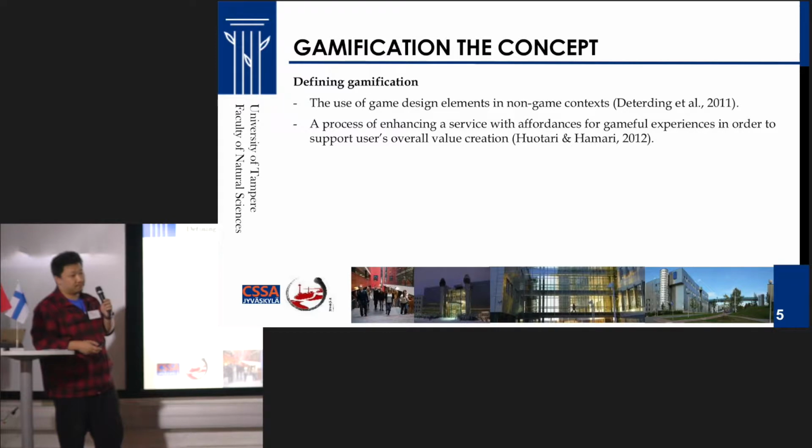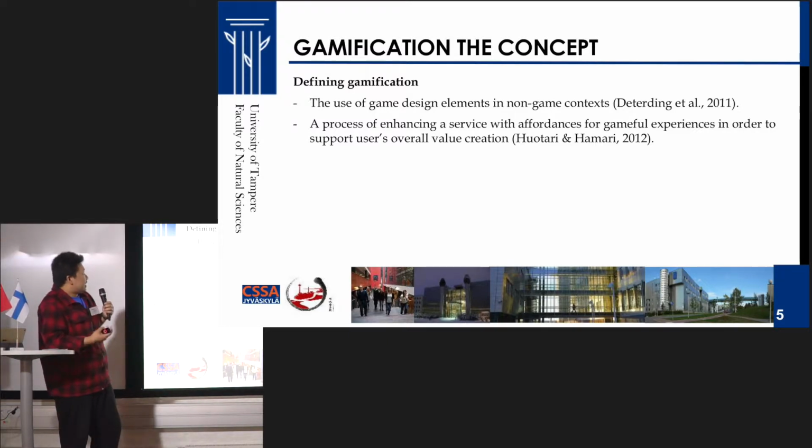This is, I think, the most famous publication in the gamification domain. And this is the definition of gamification used in many papers. All the papers after 2011 use this concept, this definition. It's really simple. You can use it.